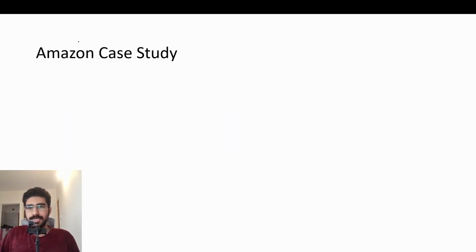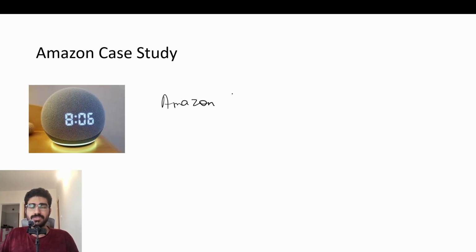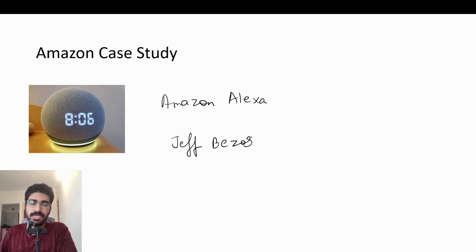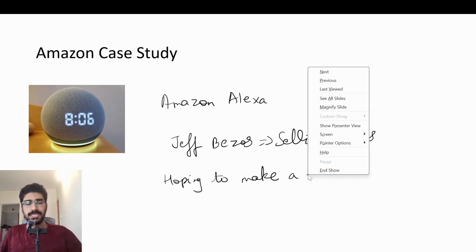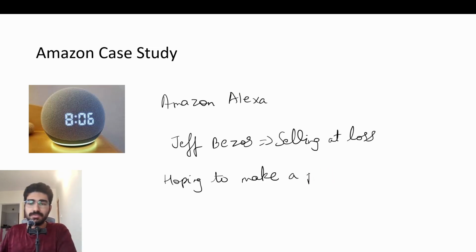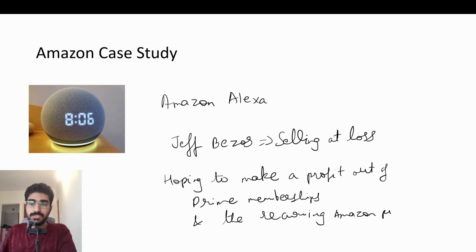Now let's look at a case study involving a very specific brand from recent years which used the razor blade business model but to not a huge success. The product that I'm talking of is the Amazon Alexa. When Jeff Bezos had actually started selling the Amazon Alexa, he was selling it at a loss. The reason was that he was hoping to make a profit out of the Prime memberships and the recurring Amazon purchases.